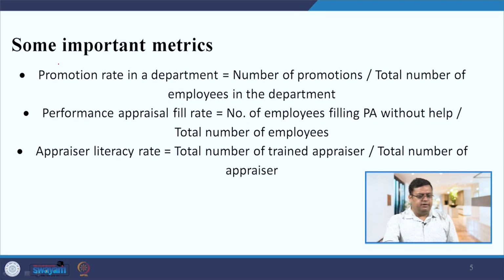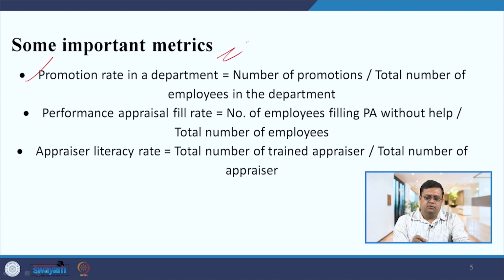Some more important metrics: I always suggest you should calculate the promotion rate in a department. This rate you can use for employer branding. If you are talking to a potential candidate who may join the organization in future, you can discuss the promotion rate. For example, if you join the marketing department, then on average you will be promoted every 3 years. So, how will you calculate it? You take the total number of promotions in one particular year and the total number of employees in the department, and divide them.